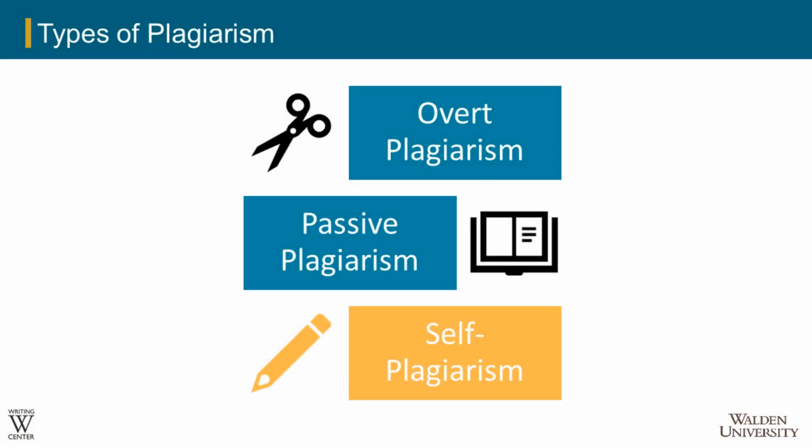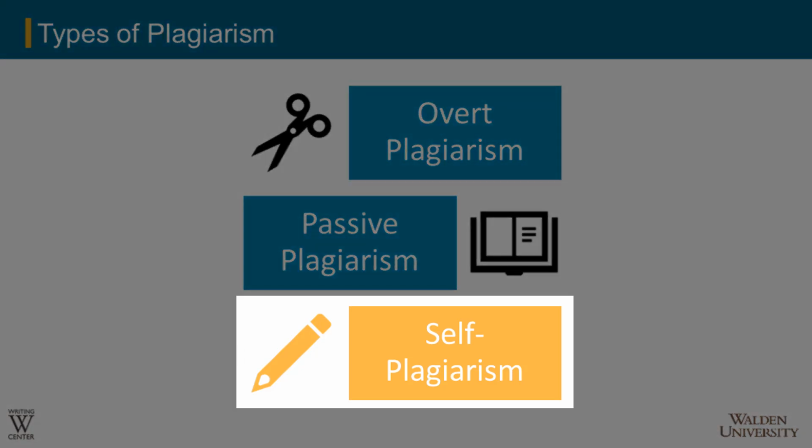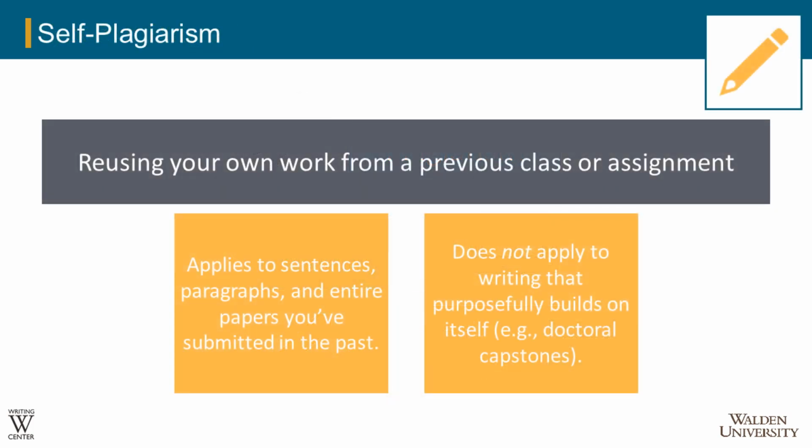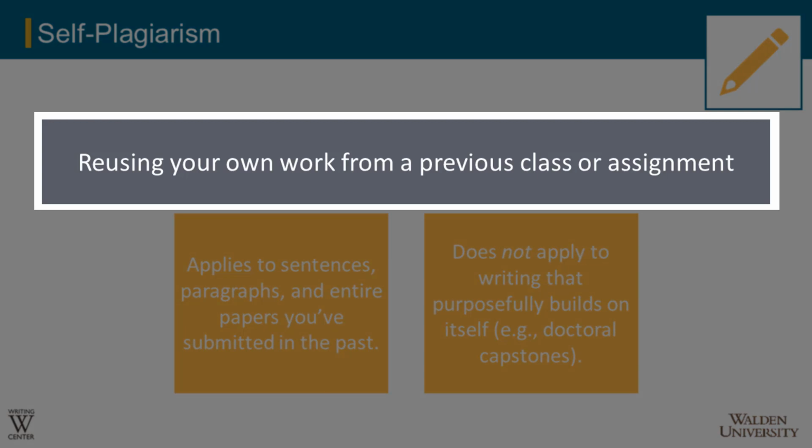We have organized plagiarism into 3 categories, or ways plagiarism can manifest in writing: overt plagiarism, passive plagiarism, and self-plagiarism. In this video, we are focusing on self-plagiarism, which can also be referred to as misuse of a writer's own past writing. Self-plagiarism occurs when writers are reusing their own work from a previous class or assignment.